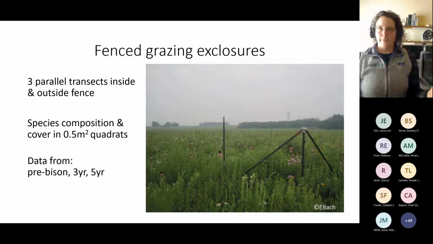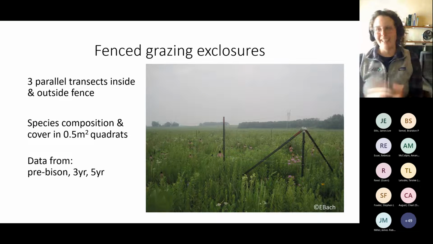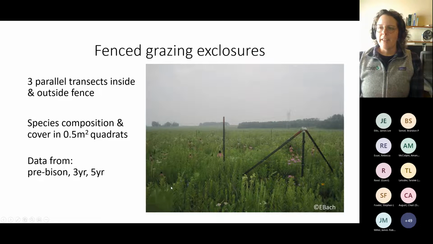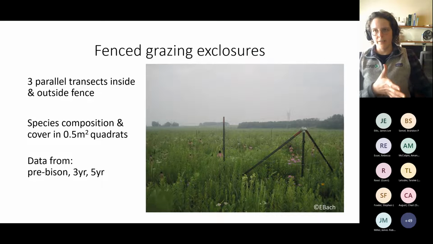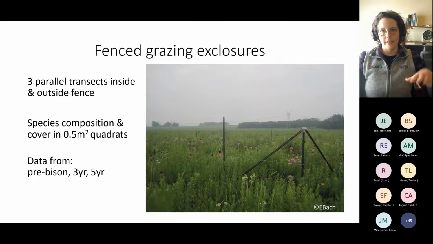So what's a bison exclosure? An exclosure is a fenced area where the bison aren't able to graze inside that fence. So this was kind of a rainy day, but you can see the fence here, no grazing inside the fence, yes grazing outside the fence. And these are set up with 3 parallel transects inside the fence and 3 parallel transects outside the fence to compare and contrast grazed and ungrazed areas.